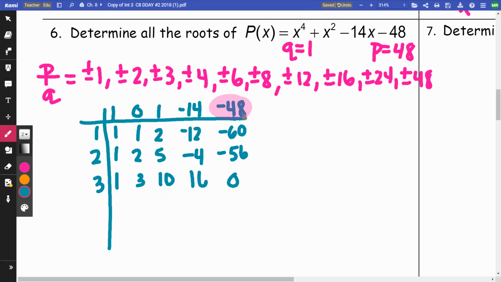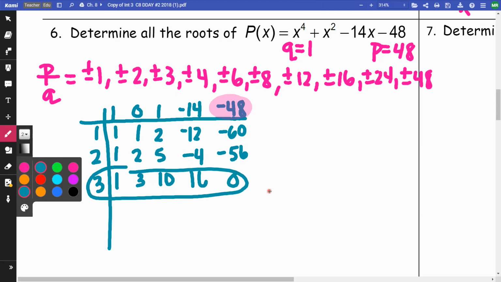So sometimes it's really tempting, especially when I saw that 1, I'm at negative 60, to maybe jump ahead a couple. But sometimes you might jump ahead too much and miss a 0. So I got my 0 at my 3 here. Okay, so this is going to be one of my zeros. Okay, that is x equal 3.